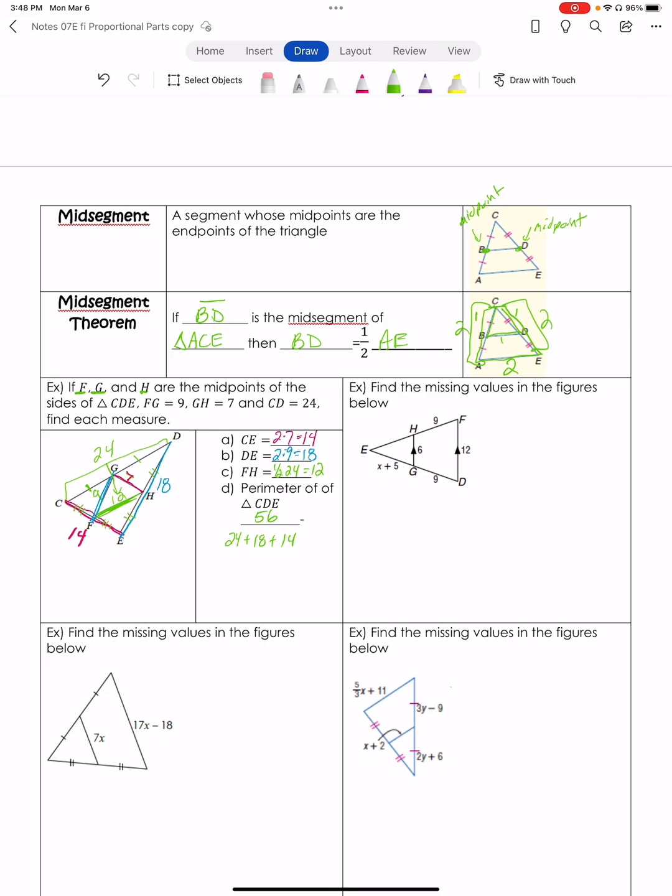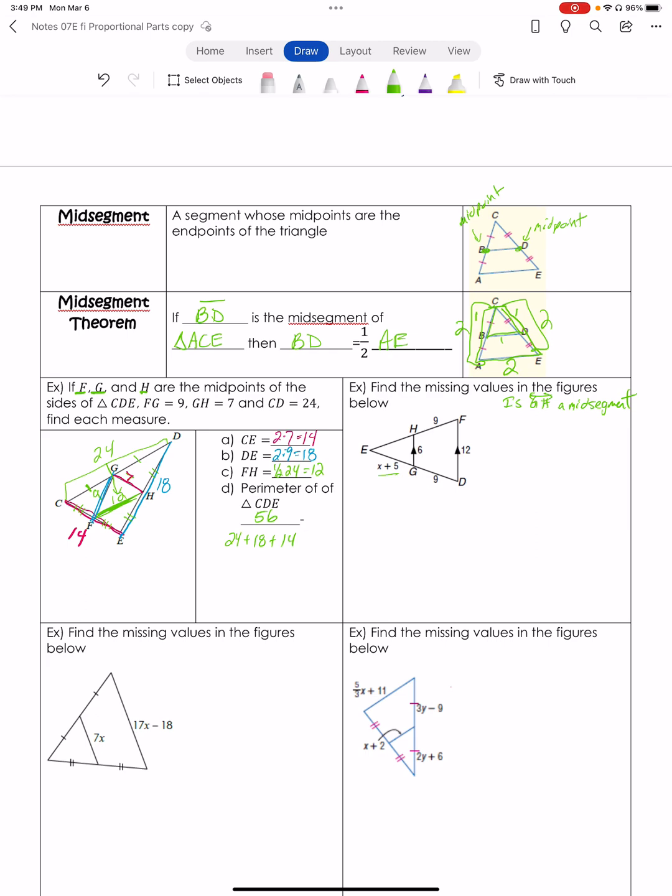Okay, so here am I going to be using, oh geez, this is misplaced. Oh, what I wanted to evaluate is, is GH a mid-segment? That's the question. So this I'm going to set up.